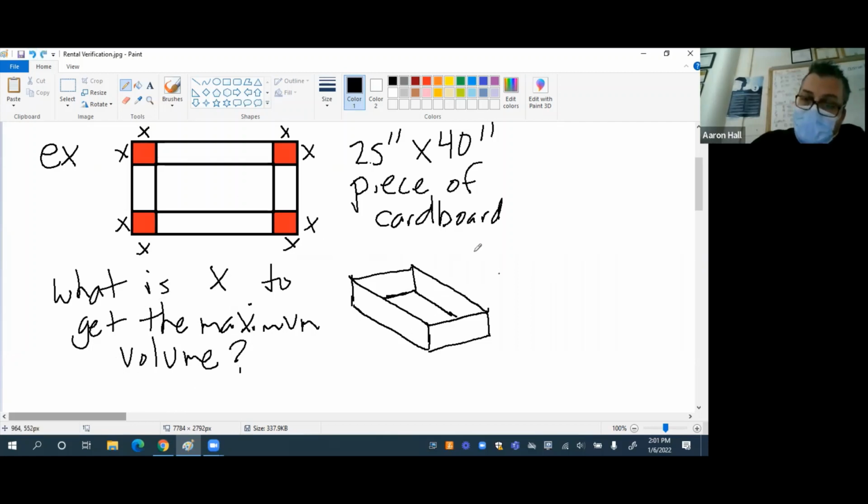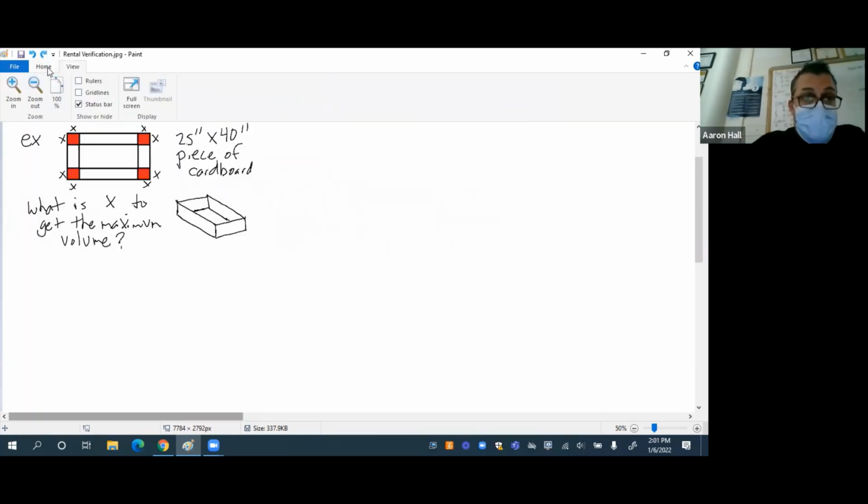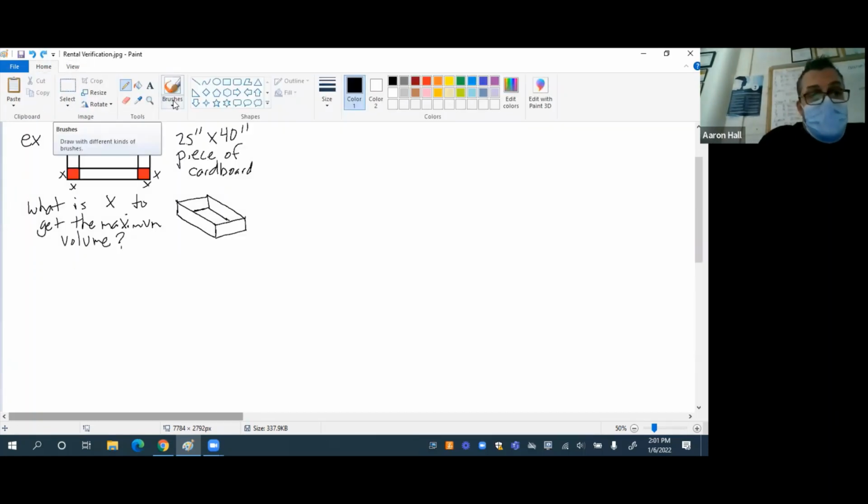This is called a rectangular prism. Do you know what the equation is for the volume of a rectangular prism? What is it? Width times length. Isn't width times length two-dimensional? Yeah. So we're going to take our width times the length times the height.